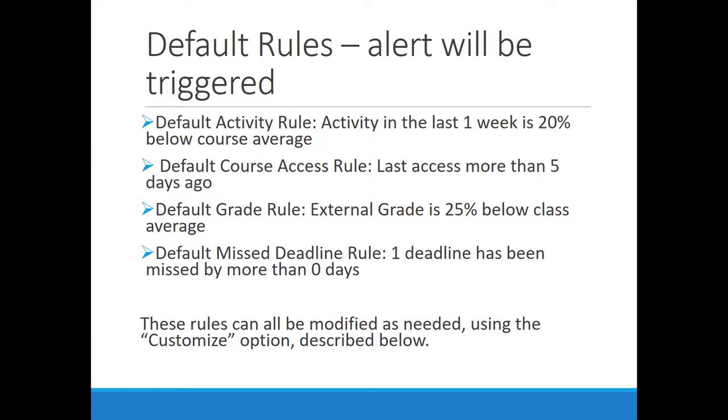And also I want to note, it doesn't have to be set as a certain percentage below the class average. You can also just set it if it's a certain grade, that it will give them an alert. And then the missing deadline rule, so if they've missed any deadlines at all, they'll get an alert, but you can change that to 2 deadlines, or you can allow them to miss it by a couple of days. Again, this is the default that's set in it. These can all be changed and modified using the customize option.